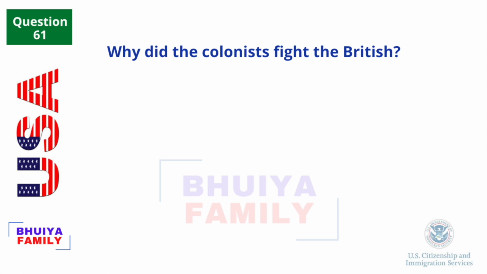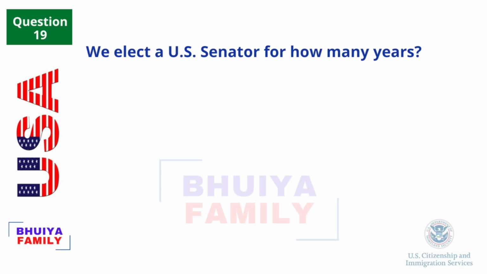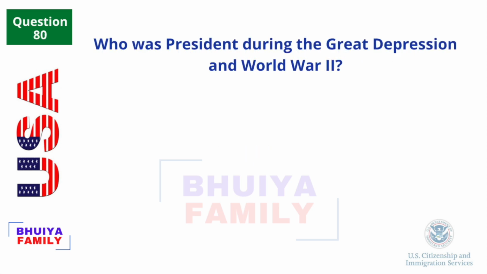Why did the colonists fight the British? Because of high taxes. We elect a US senator for how many years? 6. Who was president during the Great Depression and World War II? Franklin Roosevelt.